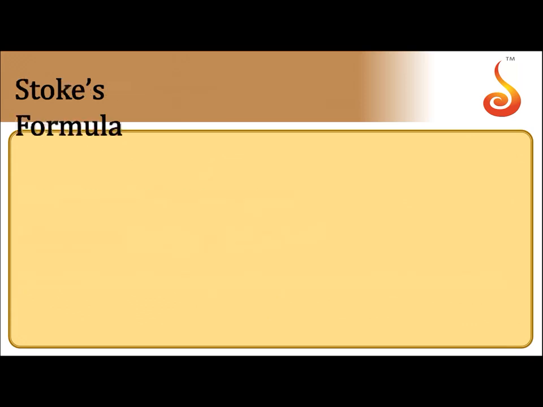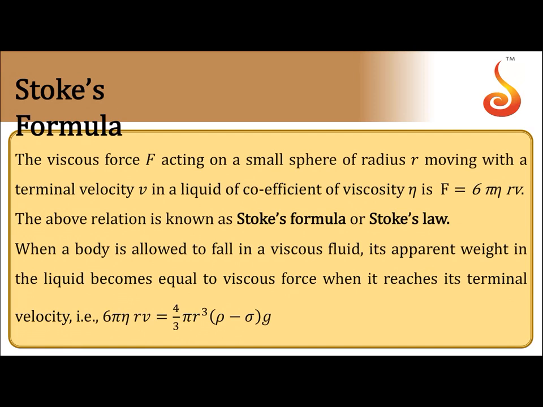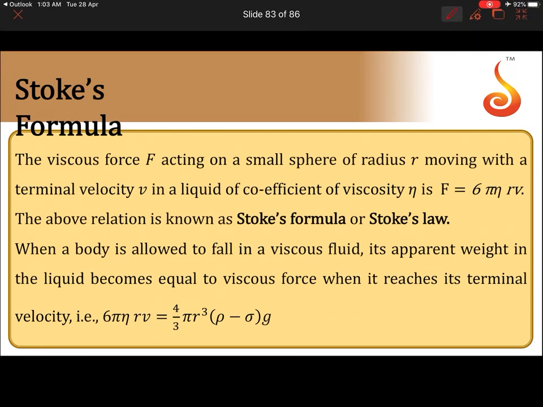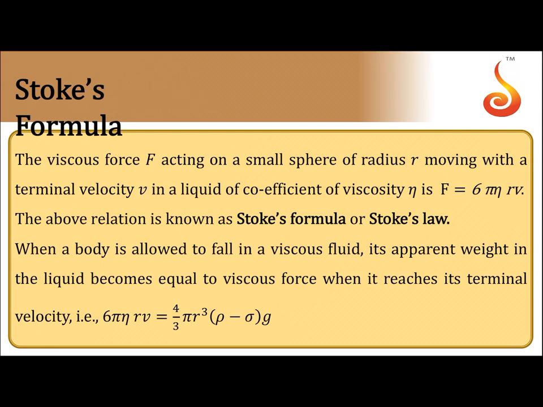Now coming to Stokes formula. It gives the viscous force acting on a spherical object falling through a viscous medium. It is given by F is equal to 6 pi eta r v, where r is the radius of the sphere and v is the velocity. As it falls, its velocity goes on increasing, so the viscous force also goes on increasing. This relation is called Stokes law or Stokes formula.